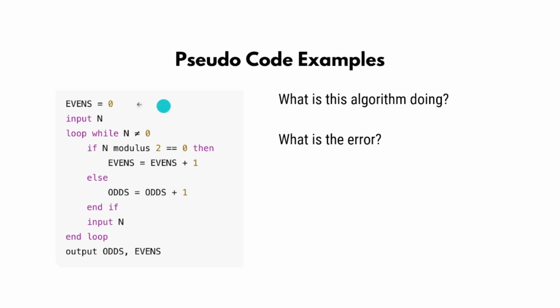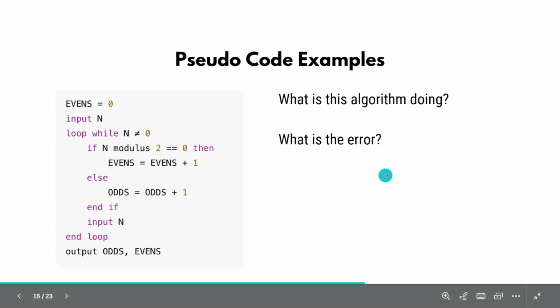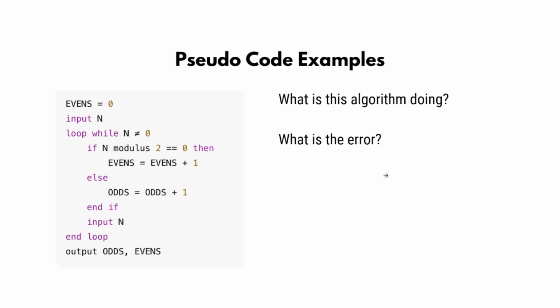Pseudocode examples. So here we have a set of pseudocode. What is the algorithm doing and what is the error? If anyone wants to try this problem, pause the video right now and do this problem.